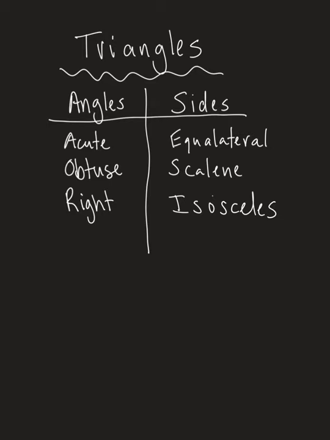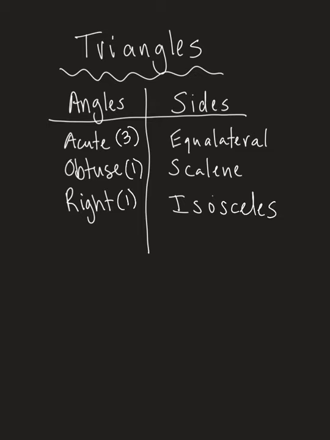Remember, when we're talking about triangles, we do angles and sides. And remember, when you label a triangle acute, that means that all three angles have to be acute. Okay, so I'm putting that number 3 in there. When you're doing an obtuse triangle, you only have one angle that's obtuse, and when you're doing a right triangle, there's only one angle that's right.